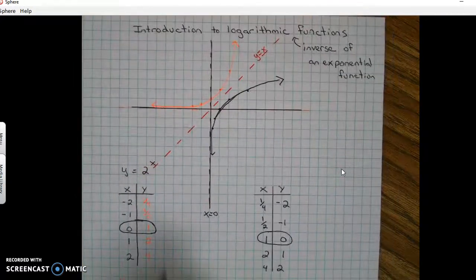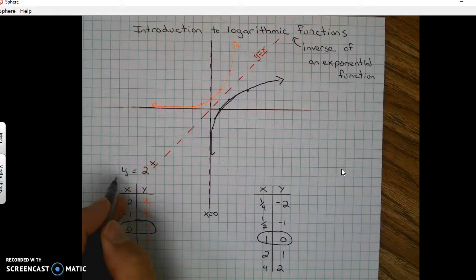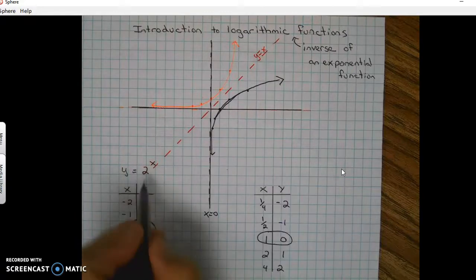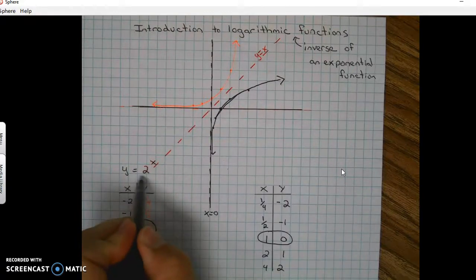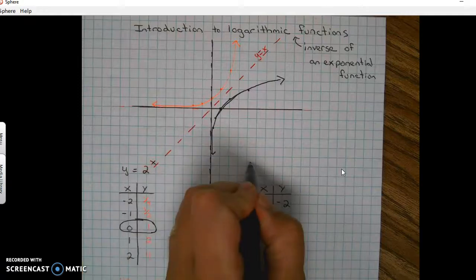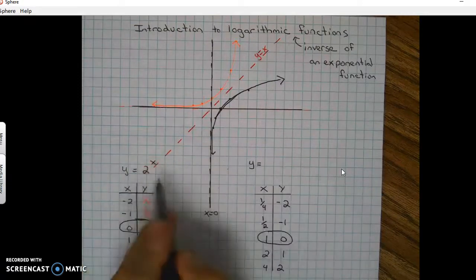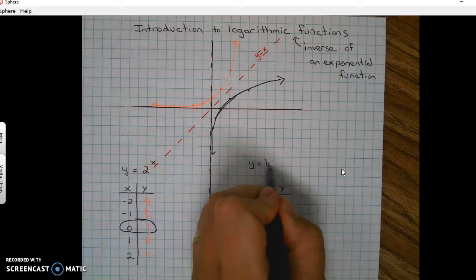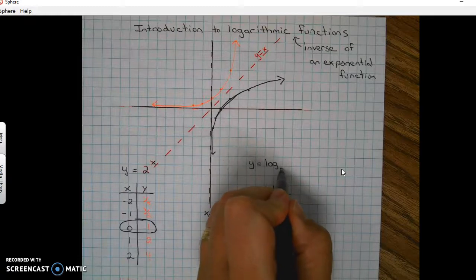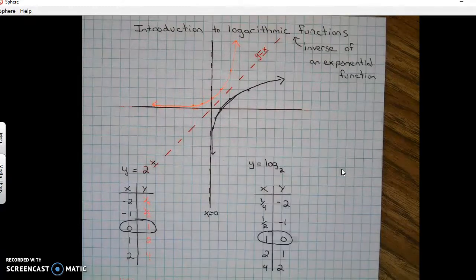Now, a simple way to write a logarithm equation would be, so this, remember, represents our base. So when you write a log equation, this base, we write log, and the base goes right down here.